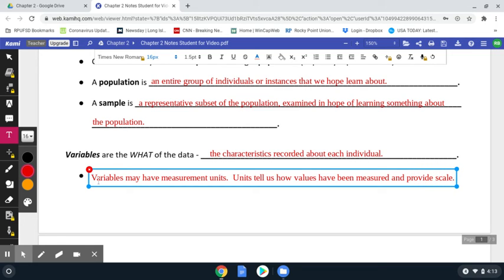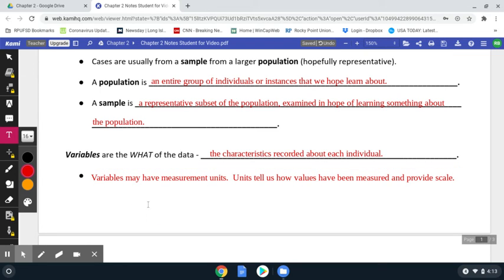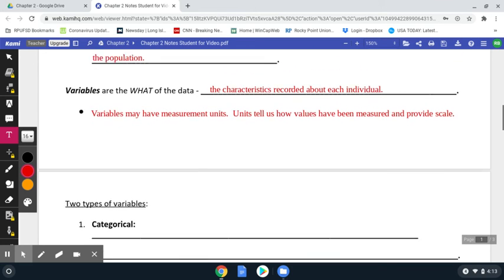So if we are, say, talking about 2020 model year pickup trucks, and we're comparing, say, fuel efficiency, a variable in that case would be MPG, miles per gallon. So that's our units, right? Miles per gallon. And that provides a scale from which we can measure these different trucks against each other. And then we can come up with a conclusion: which has the best fuel efficiency, which has the worst fuel efficiency, etc. So that's important.